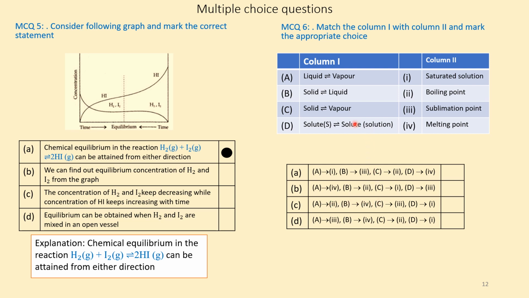Again, we can see solid to liquid is the melting point, so B should be 4. Where is that? C. So option C is the correct answer. Mark it.